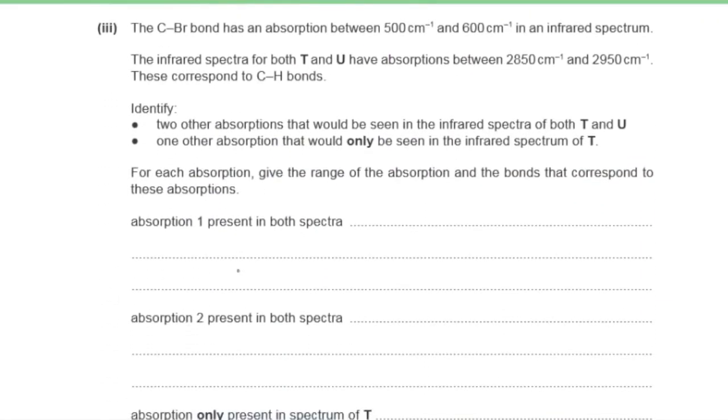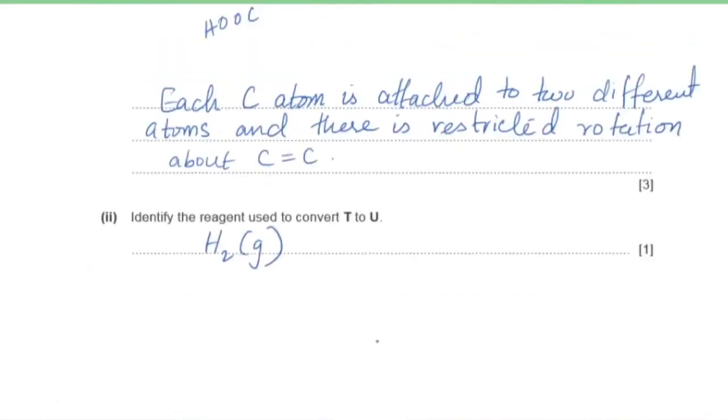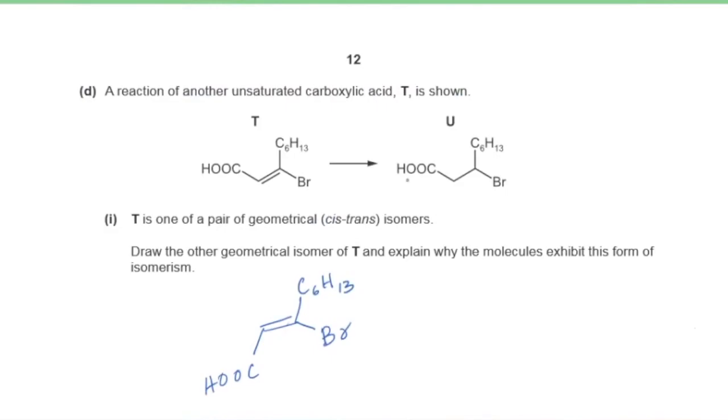Part 3, the C-Br bond has an absorption between 500 per centimeter and 600 per centimeter in an infrared spectrum. The infrared spectra for both T and U have absorptions between 2850 per centimeter and 2950 per centimeter. These correspond to C-H bonds. So identify 2 other absorptions that would be seen in the infrared spectra of both T and U. So over here, when you see T and U, they have both got a COOH, the carboxylic acid group, and they have also got a C=O double bond, which has its own separate peak on an infrared spectrum.